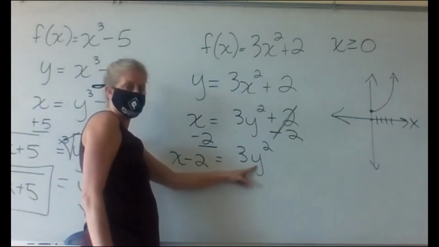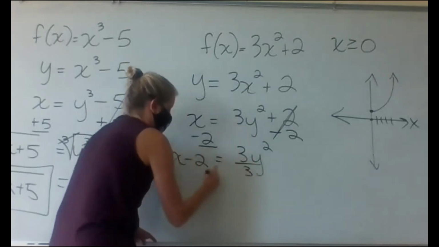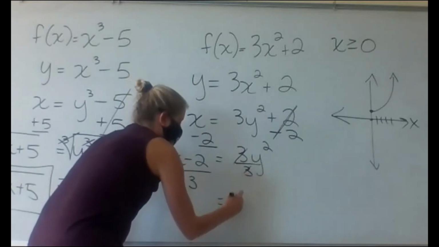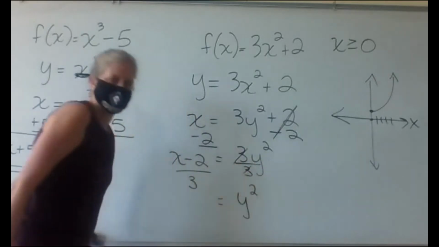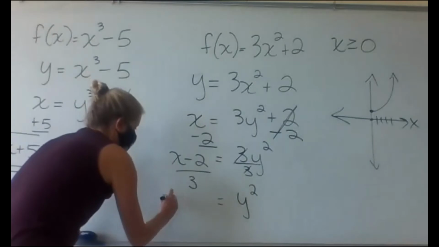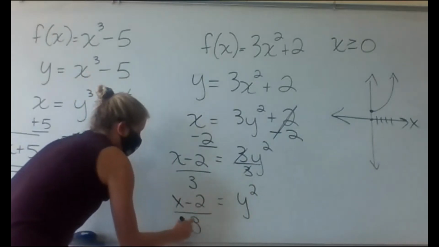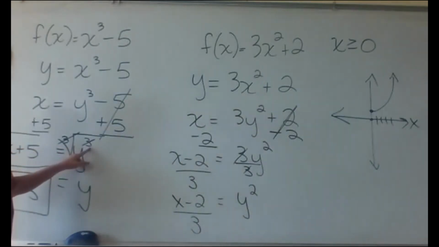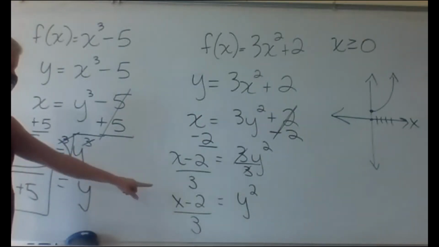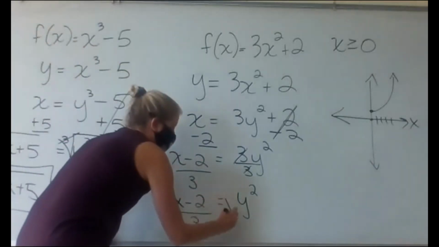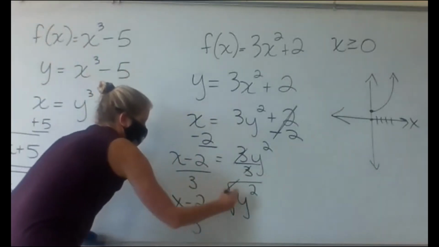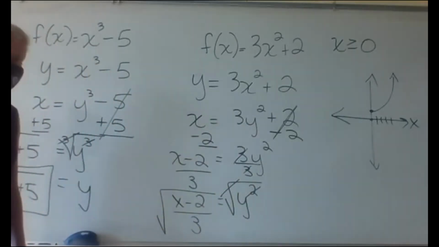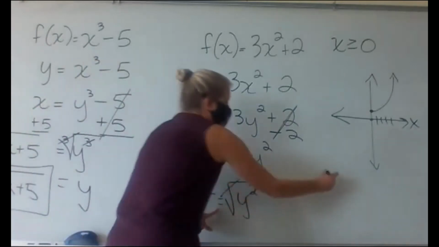Still going to solve for y. I need to get rid of the 3 now, so I'll divide by 3. So I've gotten rid of the 3. So now I only have y squared over there. On this side, I have x minus 2 over 3. Now, remember how we canceled out the cubed with the cube root? Now I'm just going to cancel a square out with a square root. Square root there, square root that whole side. So now, on my right side, I just have the y.